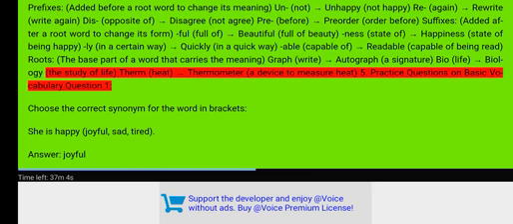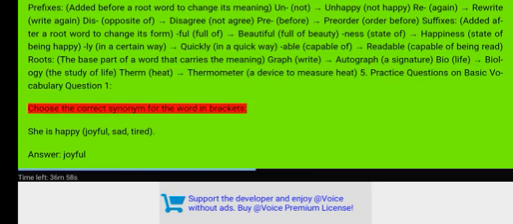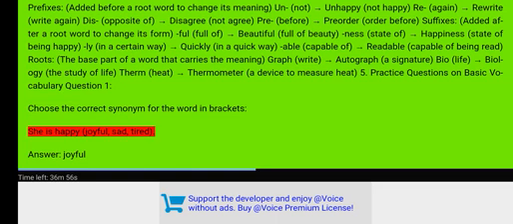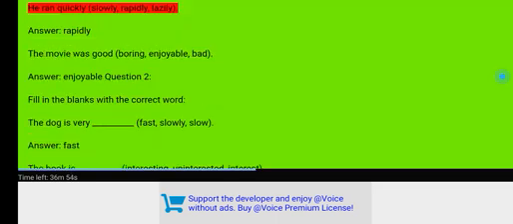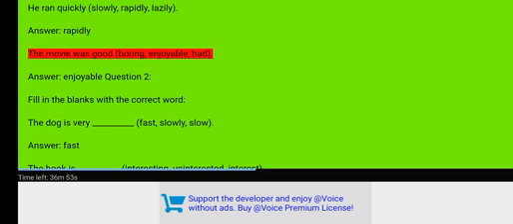5. Practice questions on basic vocabulary. Question 1. Choose the correct synonym for the word in brackets. She is happy: joyful, sad, tired. Answer, joyful. He ran quickly: slowly, rapidly, lazily. Answer, rapidly. The movie was good: boring, enjoyable, bad. Answer, enjoyable.